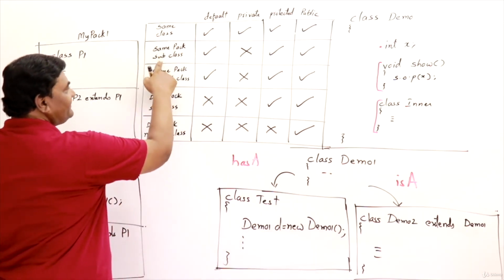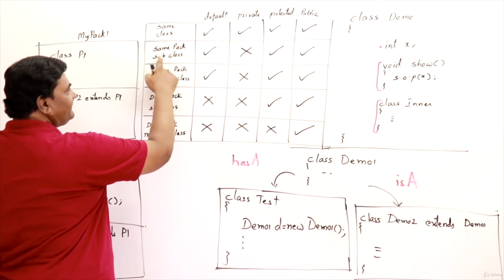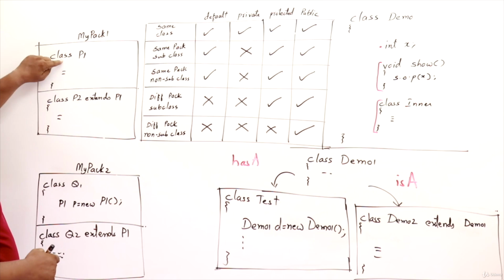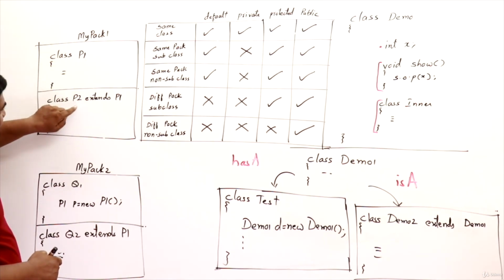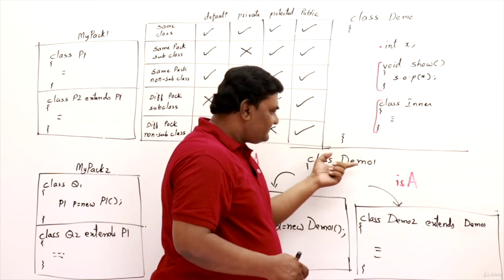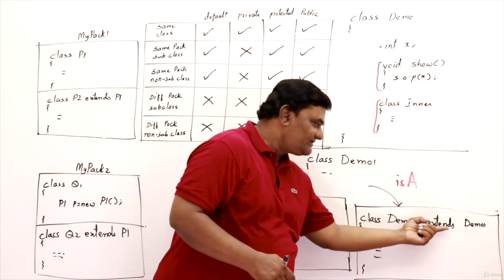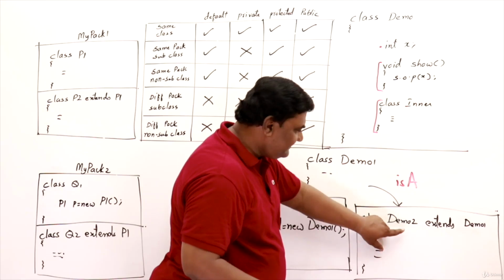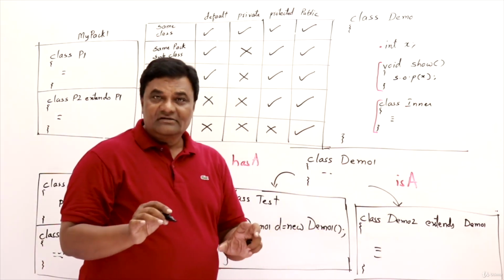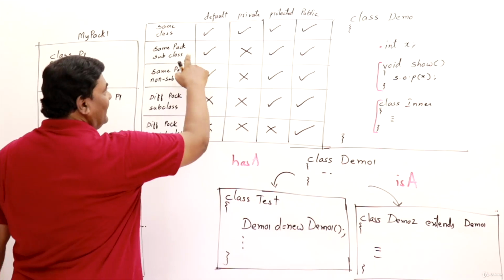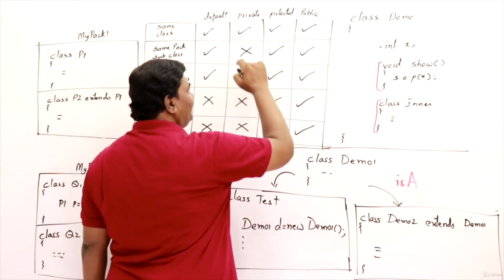Same package subclass. So what does it mean by package? Already I have shown you. This is the same package and this is the subclass. So here I have an example, class Demo1, and Demo2 extends Demo1. If they are in the same package and it's a subclass, then what are the accessibility levels? Everything is accessible except private.